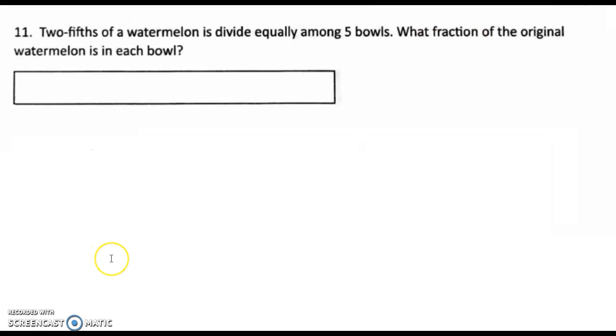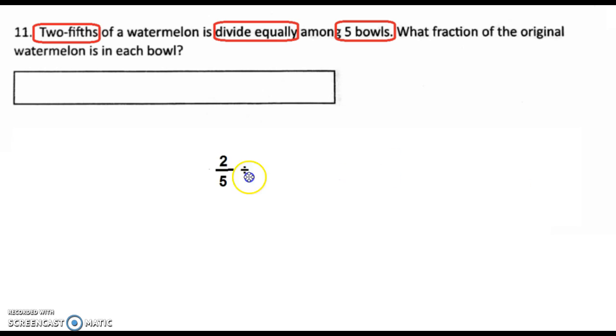Alright, number 11 says 2/5 of a watermelon is divided equally among 5 bowls. What fraction of the original watermelon is in each bowl? So we have 2/5, right? These are the numbers it's giving us. Let me circle them for you. 2/5 of a watermelon is divided equally among 5 bowls. So those are our numbers. You have to figure out, well, 2/5 is being divided by 5 bowls.